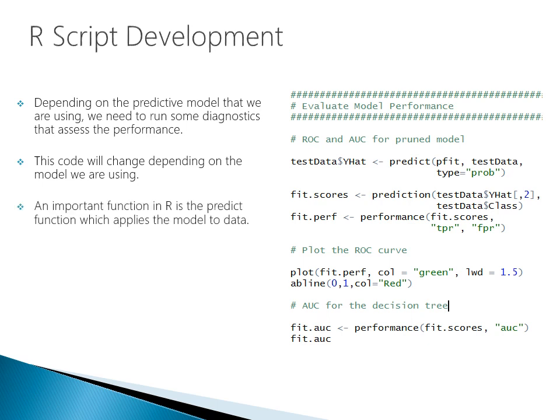An important function in R is the predict function, which applies the model to the data. And we can see this predict function at the top, where we have our test data $y hat, which is essentially saying that we're going to create a variable, and then we're going to run our predict function. In this case, our model is our pfit model onto the test data. And then we'll also define some parameters depending on the model that we're using.